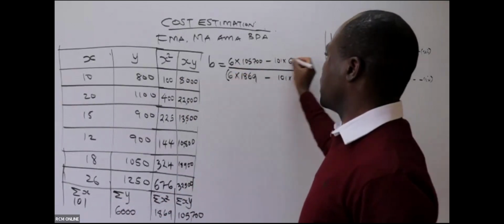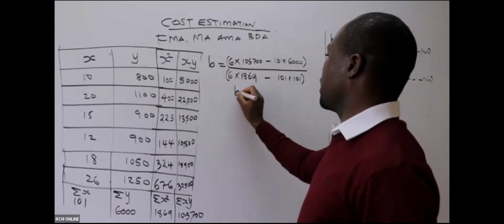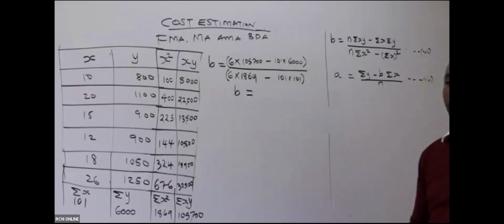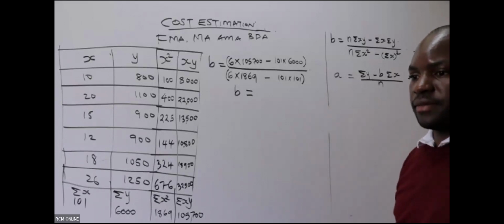So if you deal with this particular question, what are we getting as the value of b to 4 decimal places?